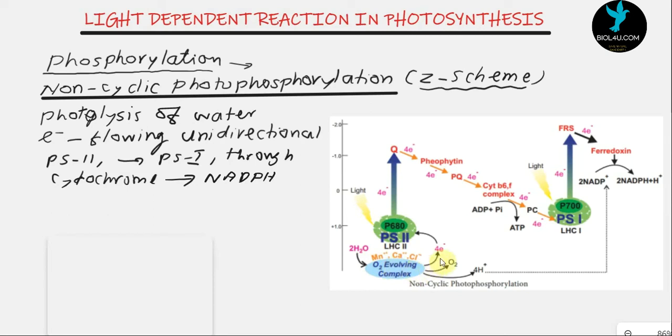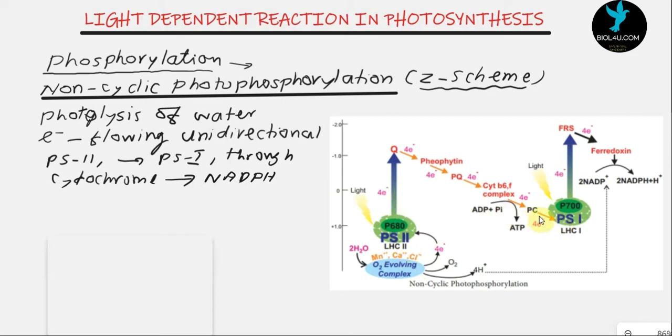Photolysis of the water molecule produces 4 electrons, and that electron is given back to the PS second. That means the electron expelled from the PS second never comes back into the PS second, but the electron is given by the splitting of the water molecule, the photolysis of the water molecule. So this process is known as non-cyclic, because the electron expelled from the chlorophyll A never comes back into the chlorophyll A; the chlorophyll A gets the electron from the splitting of the water molecule. So this explains why it is known as non-cyclic.